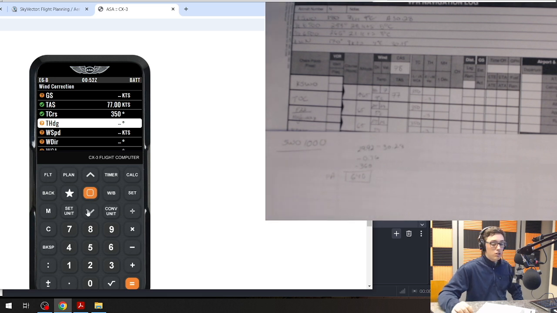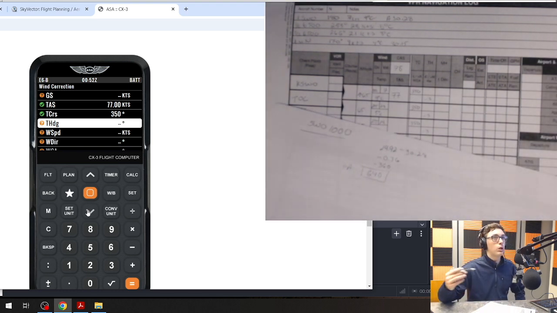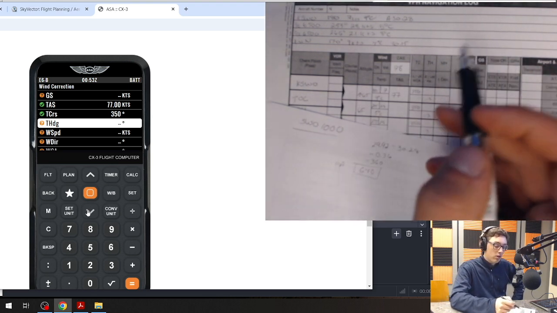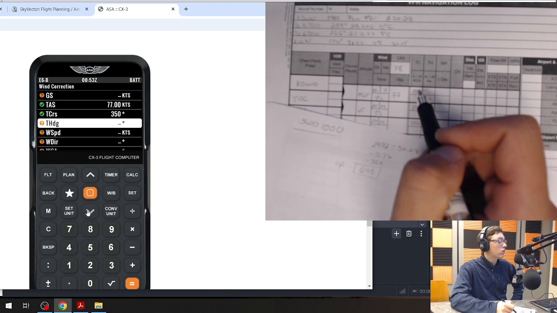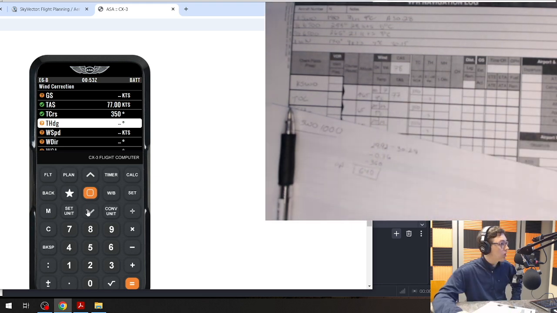True heading, we don't know yet. Let's take a look at our nav log right here and explain what true heading is. So true course, the definition of that is very simple, dry and simple. Point A to point B, no corrections, just your course over the ground, no magnetic, no wind correction, no nothing, just point A to point B. Now, to get true heading, we have to use a wind correction angle. So we need to find that. The true heading is the heading that the airplane's going to be flying.